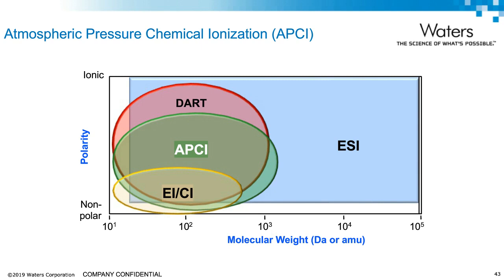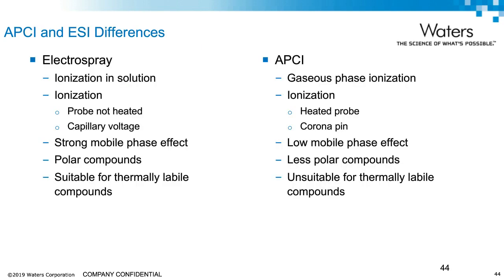In this table, we compare ESI and APCI. ESI and APCI are often run on the same mass spectrometer since much of the source is the same for both. This ability means that one mass spectrometer will allow a user to analyze a wide range of compounds regardless of the properties of the analytes in question. The main differences are these.